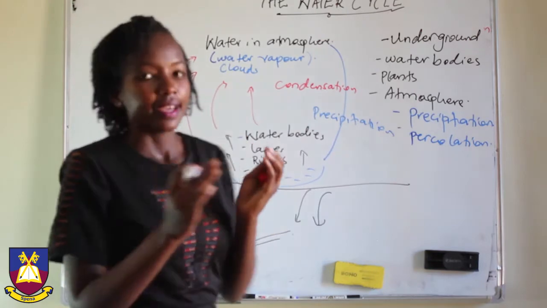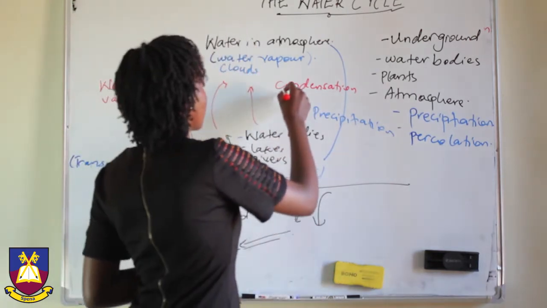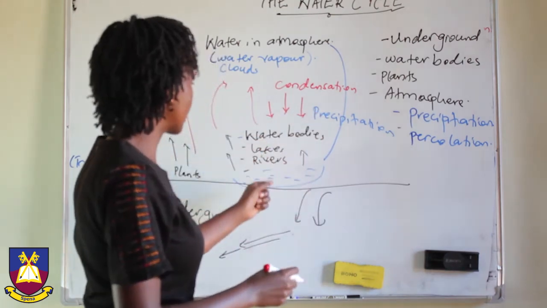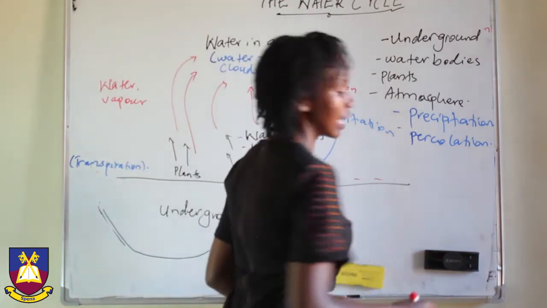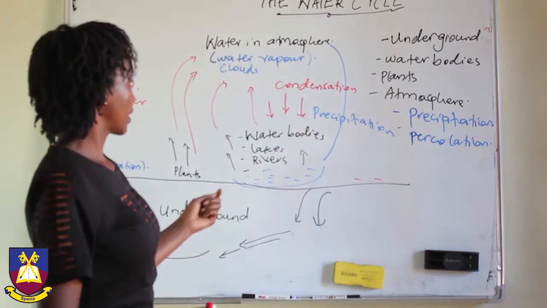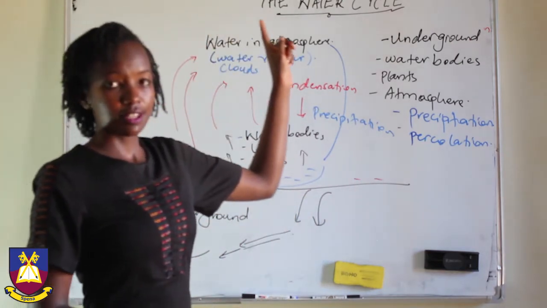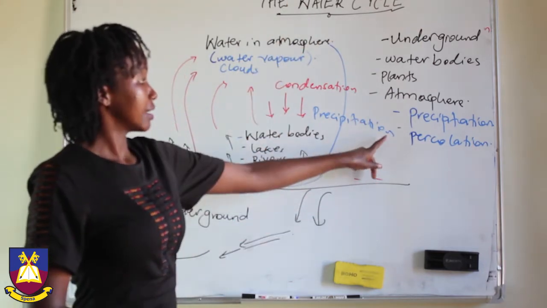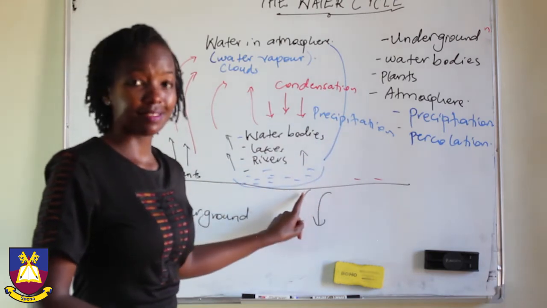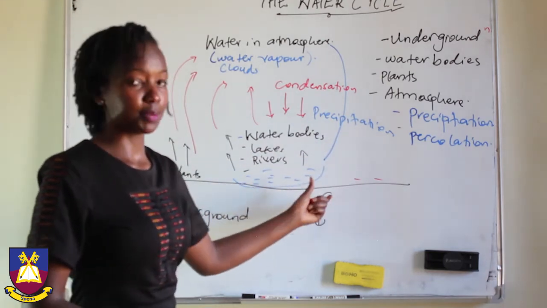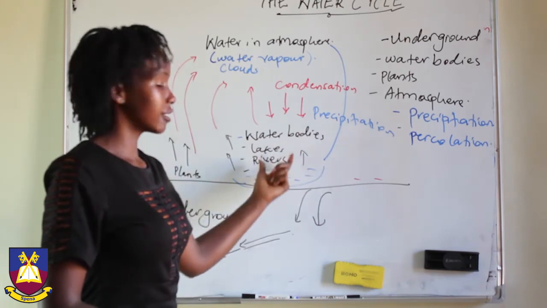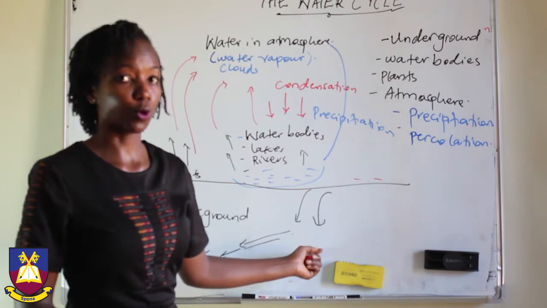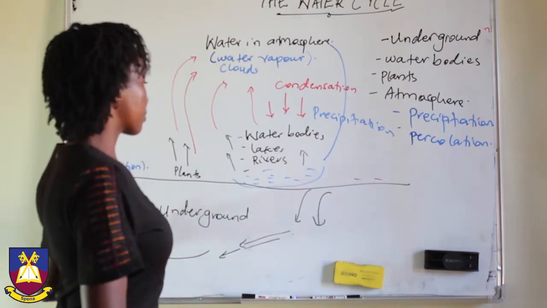this water vapor again becomes raindrops that find their way back to the water bodies, to the Earth's surface, and to plants. So water vapor by condensation forms raindrops, and the process of the raindrops coming to the Earth's surface is what we call precipitation. After that, it is received maybe by water bodies, or it goes to the underground by what we call percolation.